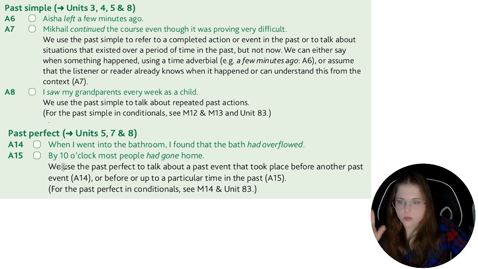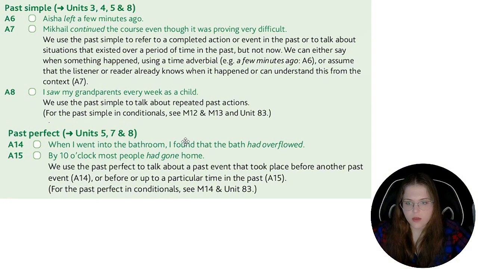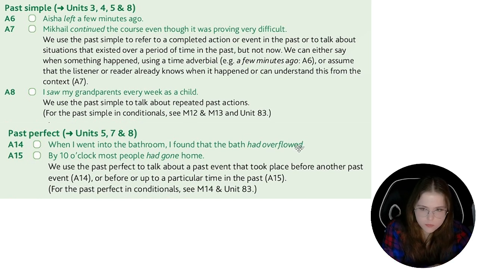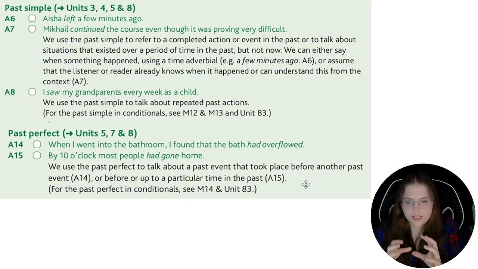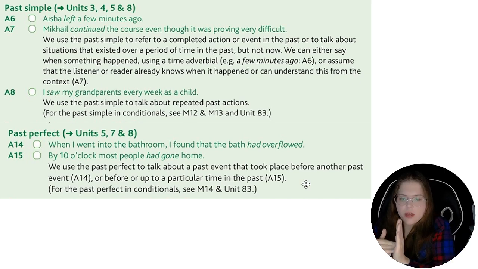In this rule, we use the past perfect to talk about a past event that took place before another past event. When I went into the bathroom, I found that the bath had overflowed. What happened firstly? Firstly, the bath had overflowed. Then I went into the bathroom and then I found the fact that the bath had overflowed. So, the first action had been done before the other action.